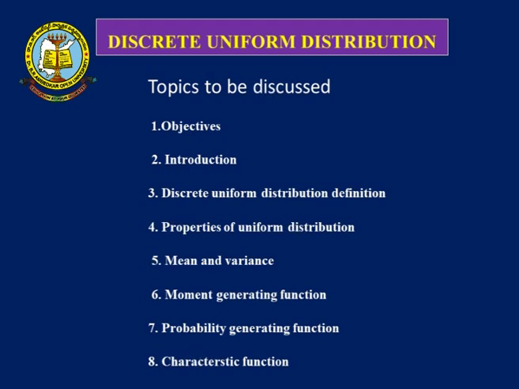Today we are going to discuss uniform distribution. This is one of the important distributions in your studies. Today the following topics will be discussed. First one is objectives of the distribution, introduction, discrete uniform distribution definition, properties of uniform distribution, mean and variance, moment generating function, probability generating function, characteristic function and a few examples, followed by a summary of this particular distribution.